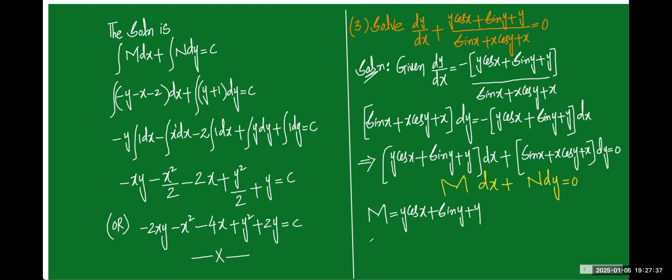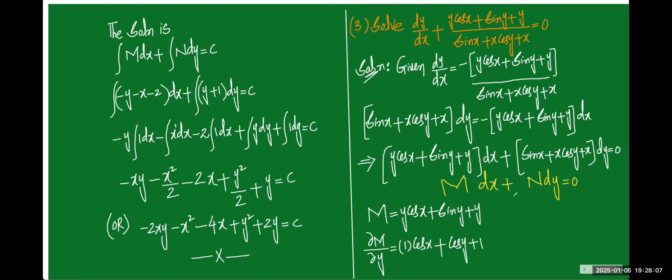Let me check the condition. Dou M by dou y: look at that, y becomes 1. So actually we will be getting it like this. Y cos x means 1 cos x, plus the derivative of sin y is cos y, plus the derivative of y with respect to y is 1.